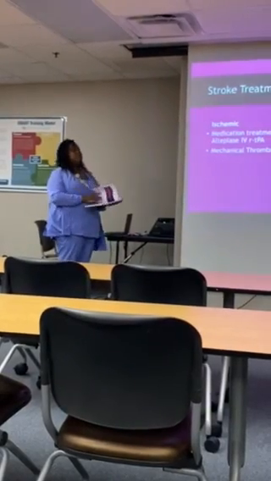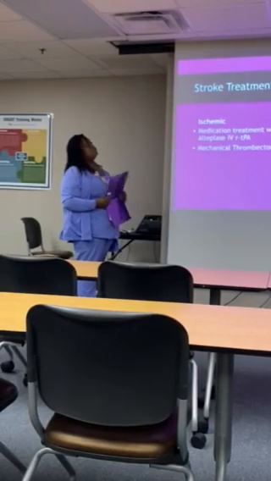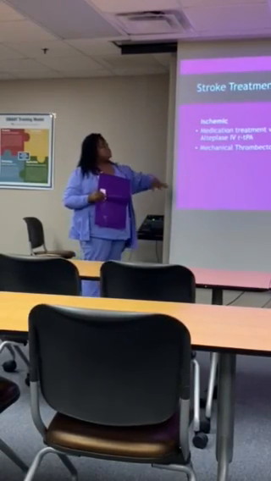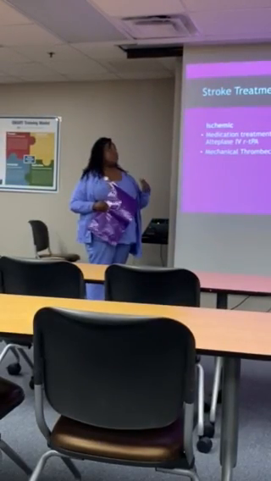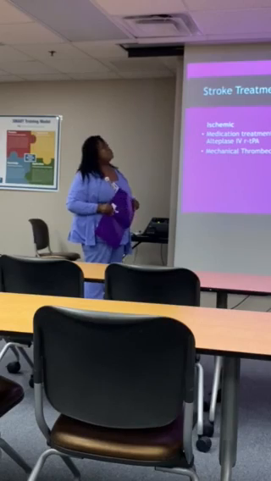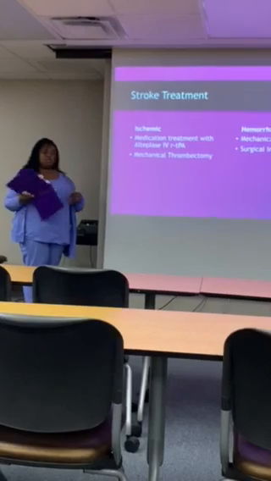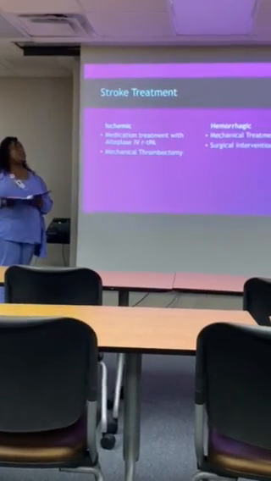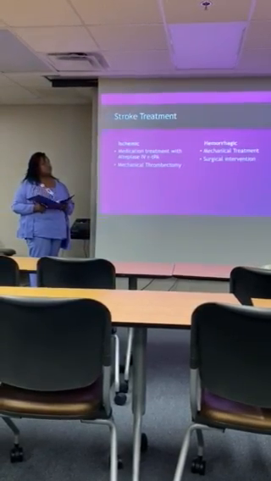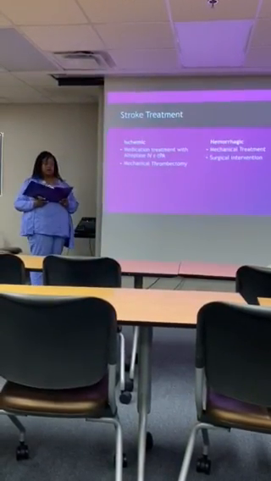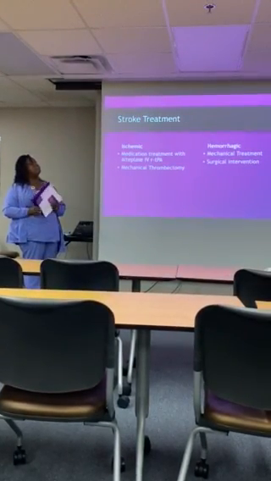So for stroke treatment, you have treatment for both ischemic and hemorrhagic stroke. For ischemic strokes, like I said, you can receive a TPA, which is a blood clot busting medication that can prevent further brain damage. And you can have mechanical thrombectomy, which is when the doctors go in and extract the clot. For hemorrhagic strokes, you have mechanical treatment and surgical intervention. Doctors go in and they cap the vessels so that the bleeding can stop.